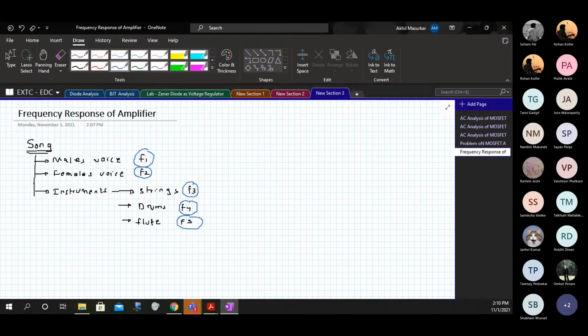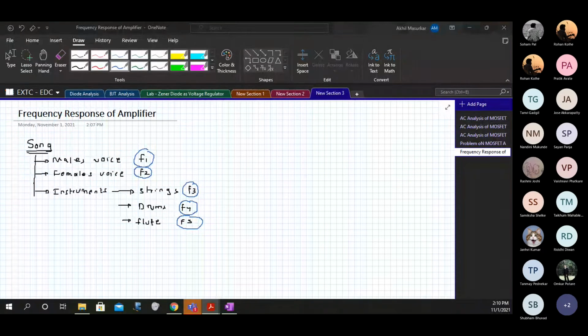amplifier. We need to do a study of what? The frequency response of the amplifier. So the frequency response is the study where we see how the amplifier is treating every frequency present in the sound signal, every frequency which is present in the incoming signal.